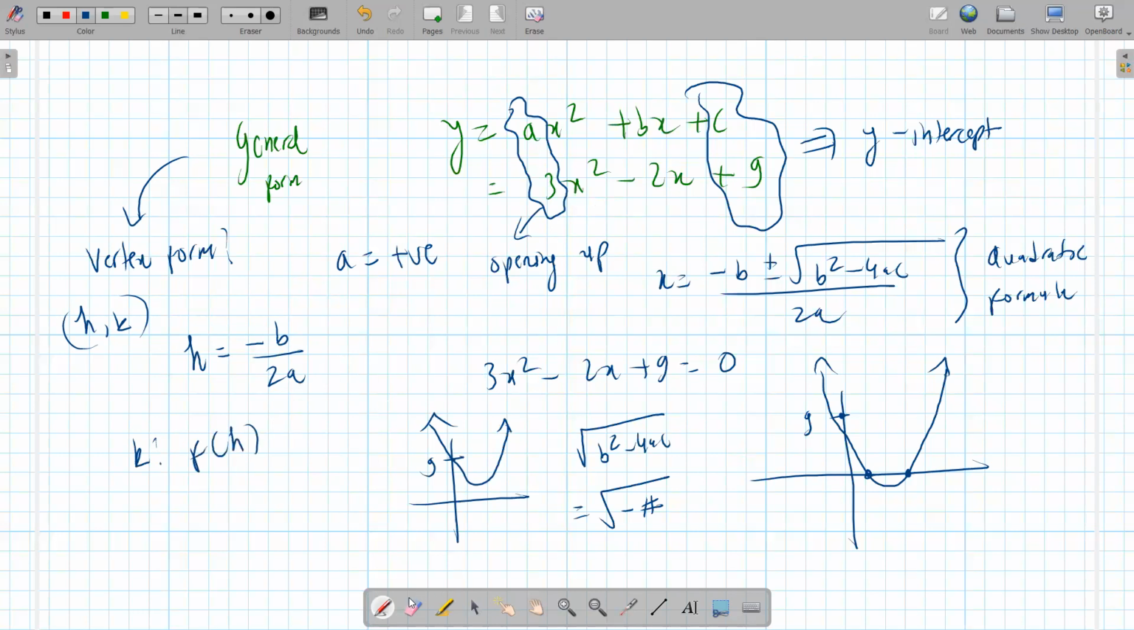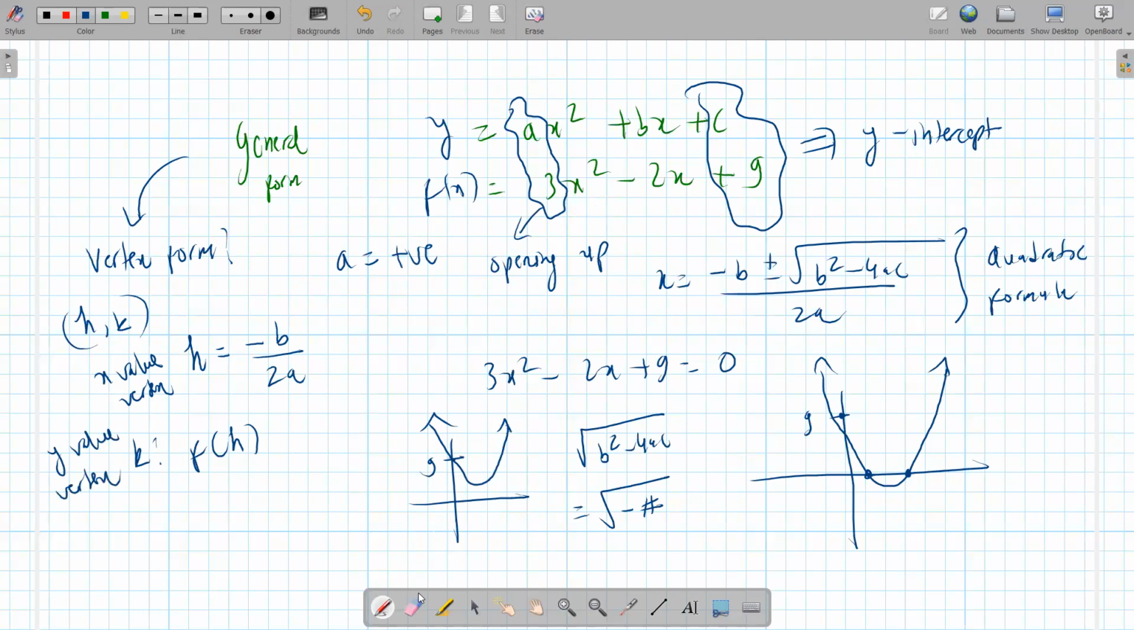So what does this mean? This means, for example, this was f of x, y, whatever, that doesn't matter. Let's say this was f of x. Once you find the h value, you plug that in here as x, and that's going to give you the y value of the vertex, which is k. So h is the x value of the vertex, and k is the y value of the vertex.